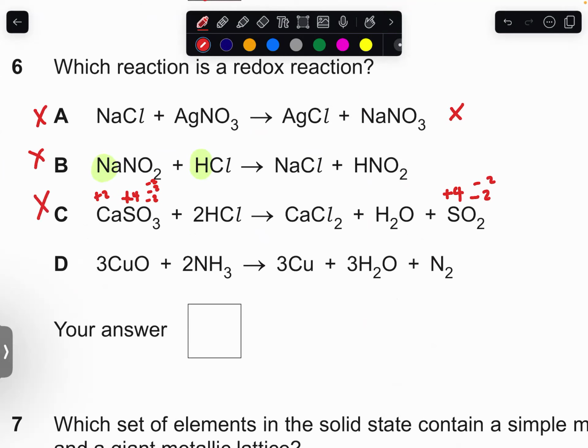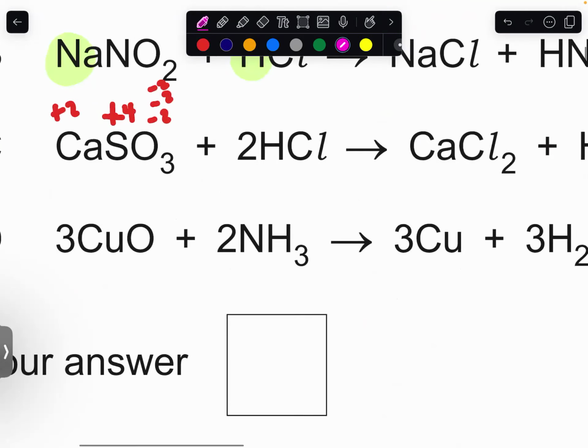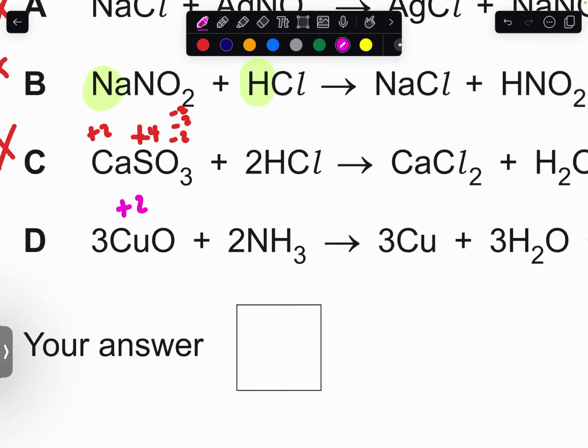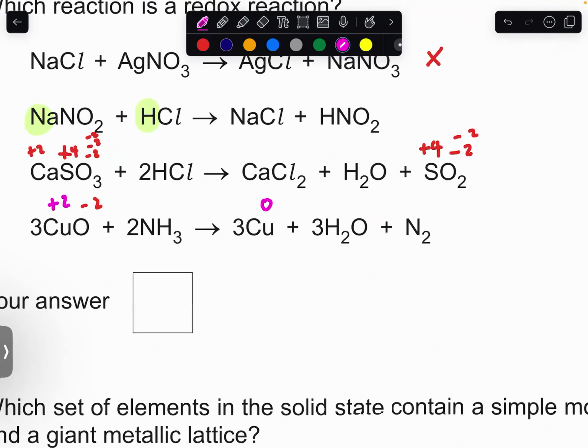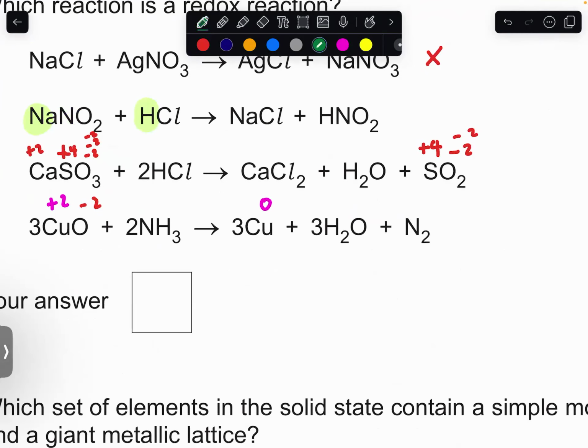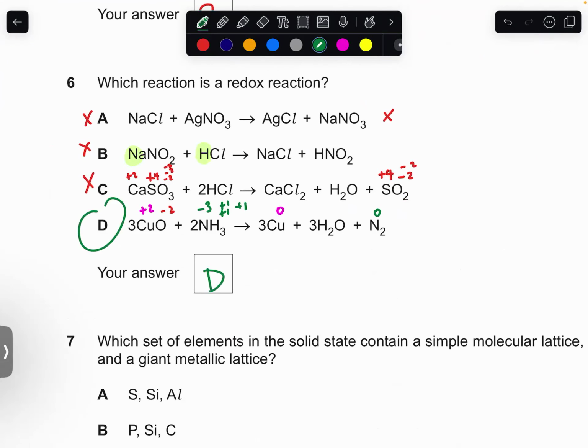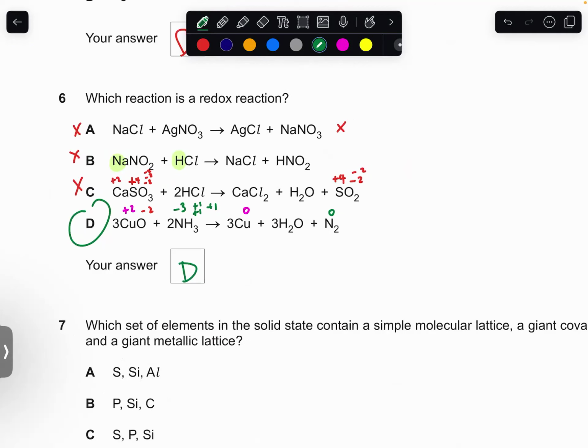The last one, copper is +2 here because oxygen is -2. It's 0 here, and nitrogen is 0 here because it's in its standard state, and it's -3 here because each hydrogen is +1. So the last reaction is a redox reaction. 6D. Yep, and that is correct.